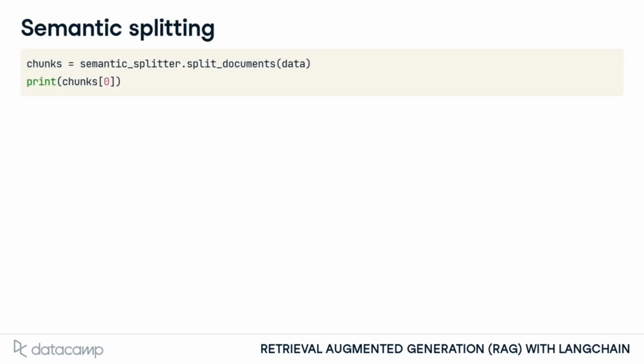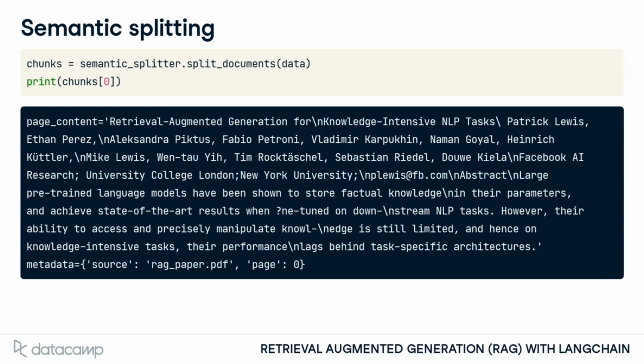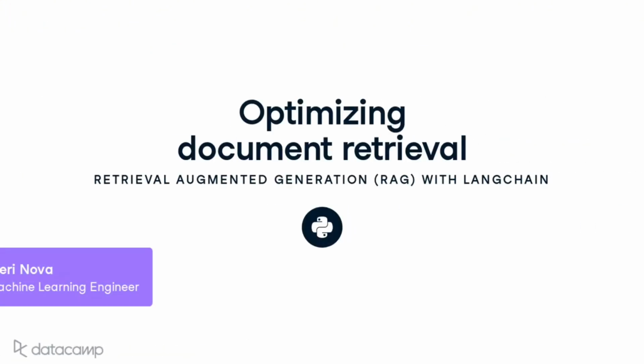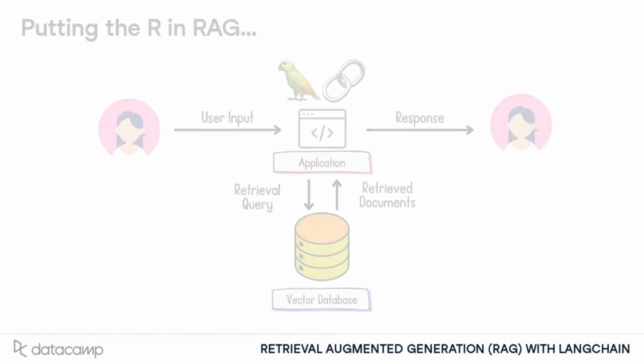Like other splitters, we use the .splitDocuments method to apply the splitter, in this case to an academic paper. The semantic splitter reached the threshold of 0.8 and performed the splits, for the first chunk splitting after the first 2 sentences of the abstract. Now that we've upgraded our document loading and splitting, let's see how the document retrieval process can be optimized.